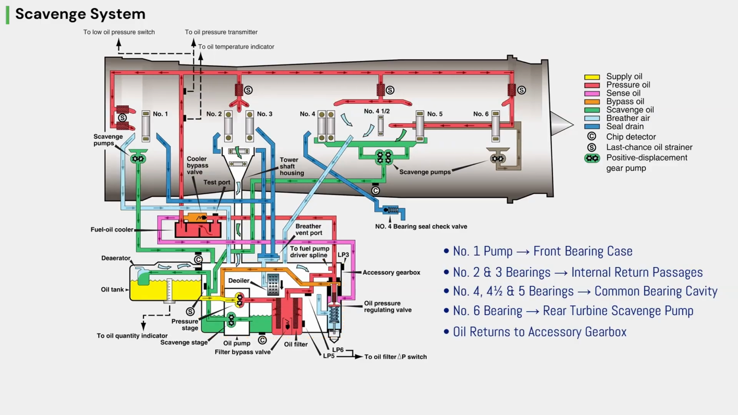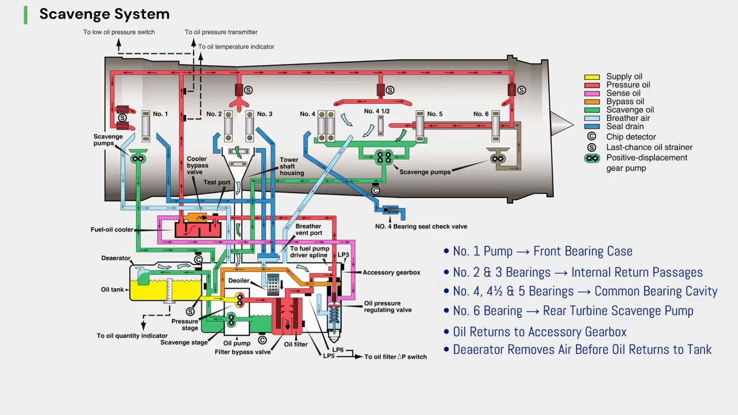But there is one problem. The returning oil is mixed with air. To solve this, the oil enters a deaerator inside the oil tank. The deaerator separates the air from the oil. The oil stays in the tank, ready to be used again, while the air continues into the breather system.